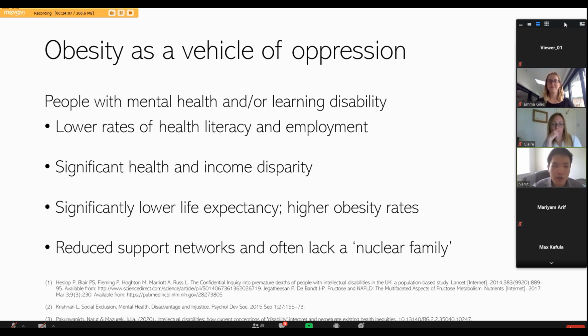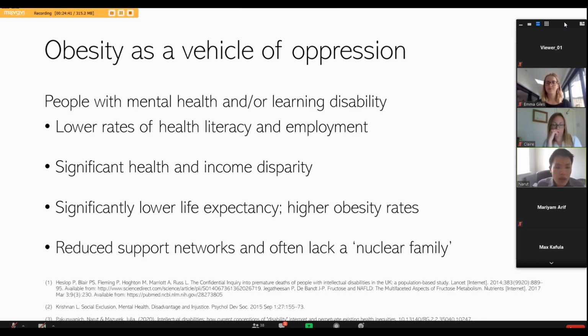And this is especially true for people with mental health problems and or learning disabilities. As I said before, people of a lower socioeconomic status and poorer health literacy are already predisposed to this. And this is especially true in mental health and or learning disability. They have lower rates of health literacy. They tend to not really be employed, and if they are employed, they tend to be working lower paying jobs. There's a significant health and income disparity, and it's been shown throughout various confidential inquiries and government reports.